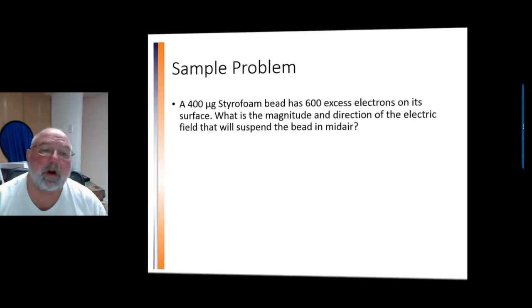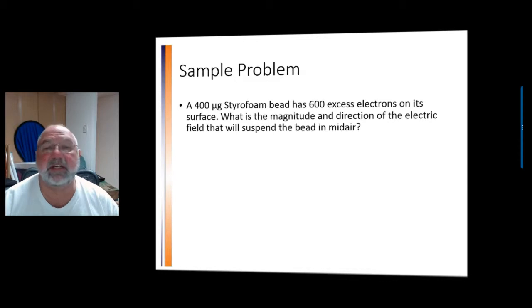We have our 400 microgram styrofoam bead. It has 600 excess electrons on its surface, and we want to know the magnitude and the direction of the electric field that's needed to suspend it in midair. Okay, so let's go ahead and draw our picture. Here's our bead, and it has excess electrons, so I will make it a negative charge.